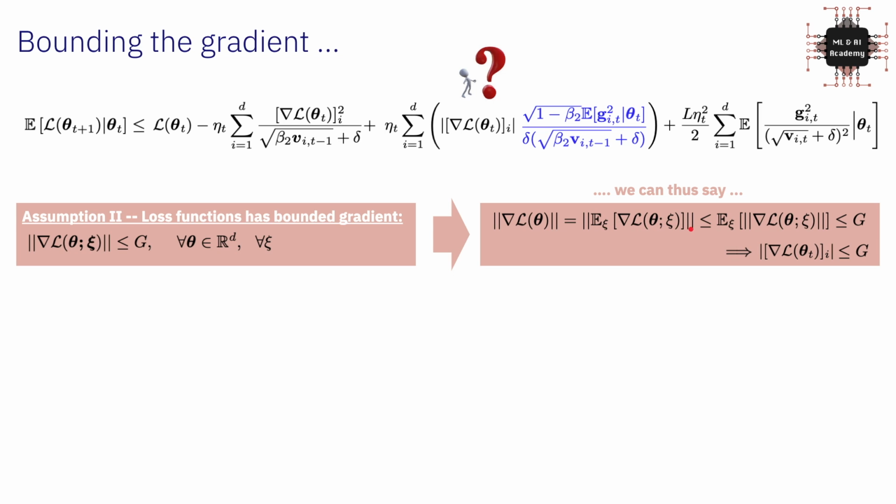Now you use the property that the norm of E of x is less than E of the norm of x, and now here comes in this assumption which makes it less than G. If the norm is less than G, then every component of that vector is less than G as well. And now we can plug this in here. Good.